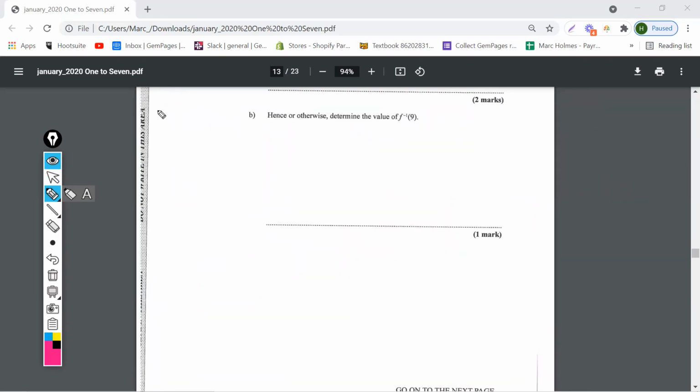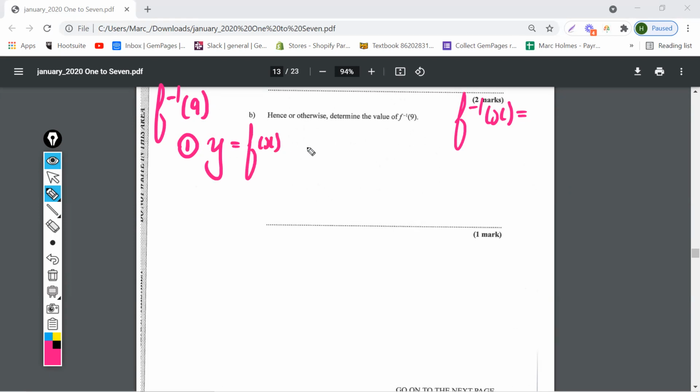So it says here, f to the -1 of 9, determine the value of this. But f to the -1 of x is the inverse, so we need to find the inverse. There are 3 steps to find the inverse. The first step is let y be equal to f of x. In this case, y is equal to 2x plus 7 over 5. So that's the first step.